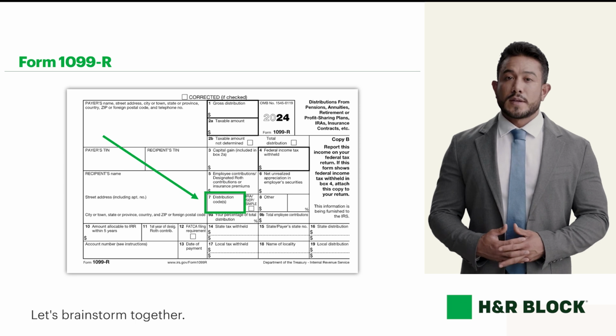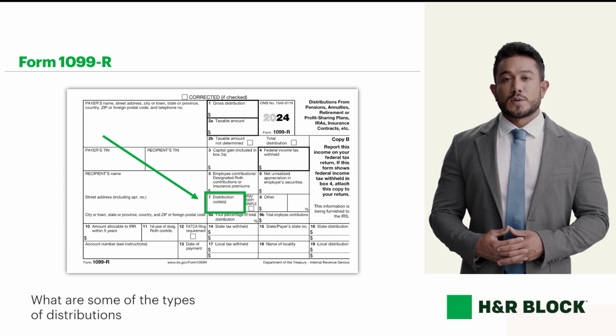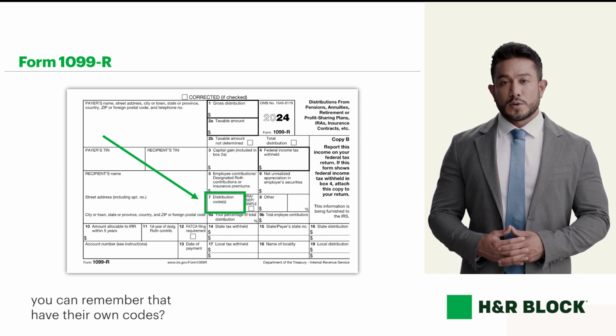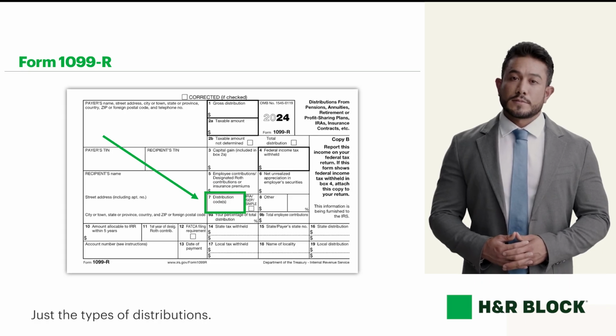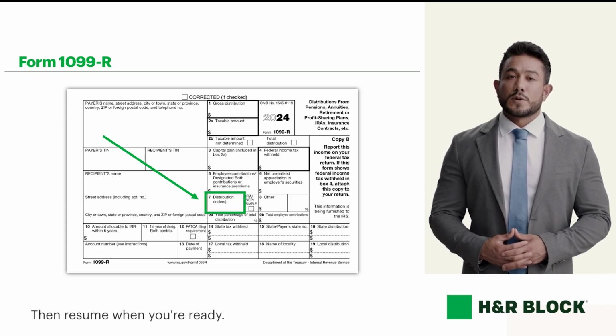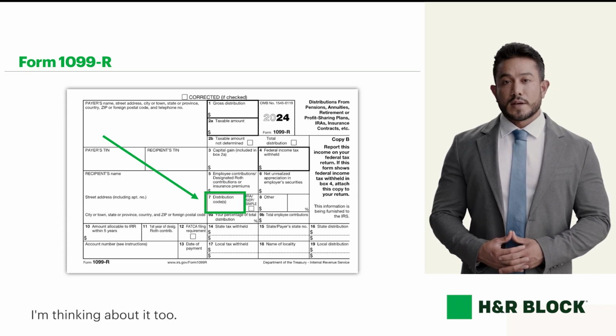Let's brainstorm together. What are some of the types of distributions you can remember that have their own codes? Don't worry about the code number, just the types of distributions. Pause to think about it, then resume when you are ready. I'm thinking about it too.